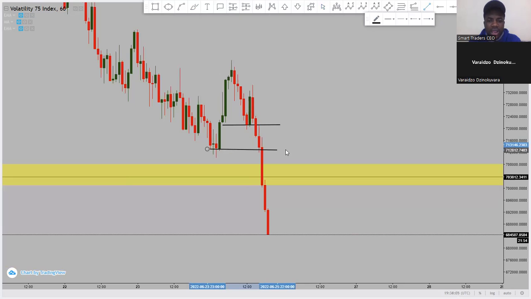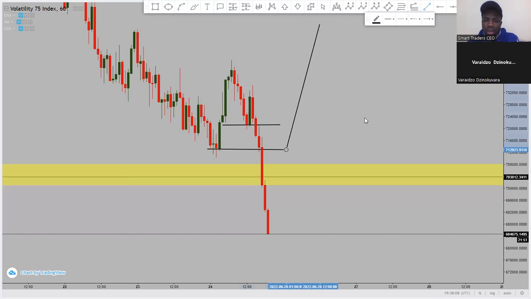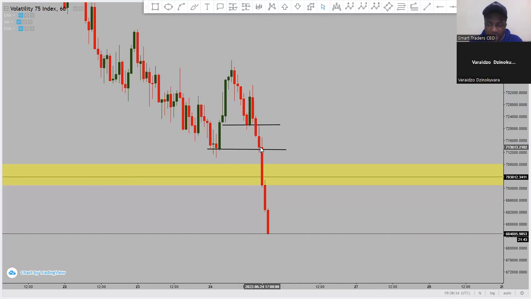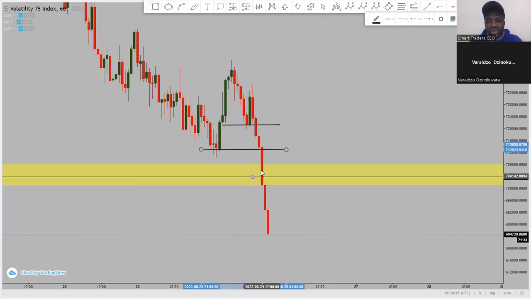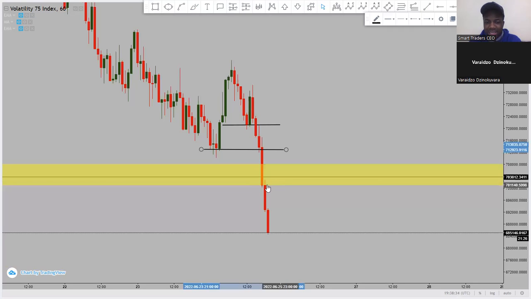So the break of this low again as well, it was an entry point. If you go to a smaller time frame, you actually see it more clearly. The break here, and it never even retested. The break, you could have entered sells again there. Then this break again, you could have entered sells immediately here.